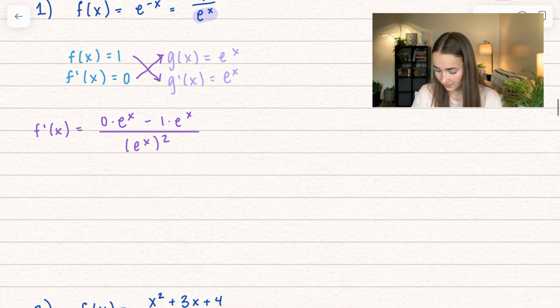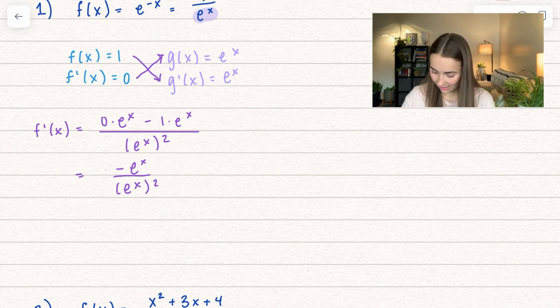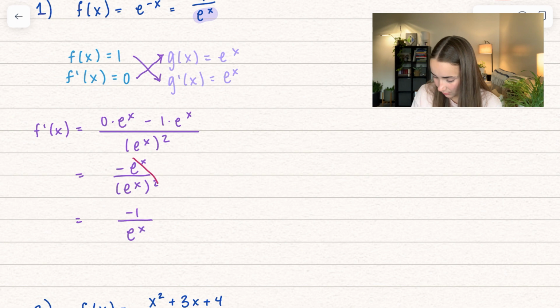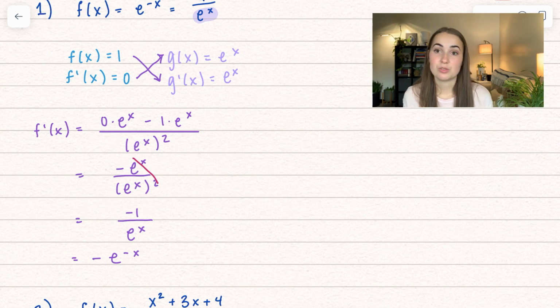Let me go ahead and simplify this out. 0 times e to the x is just 0. So here in the numerator, we have negative e to the power of x divided by e to the x squared. And one of these e to the x's can divide out. So here we're left with a negative 1 in the numerator and e to the power of x in the denominator. If we wanted to write it so it's similar to the original function, this could be rewritten as negative e to the negative x if I move that e to the x up. So that's how we can use the quotient rule.